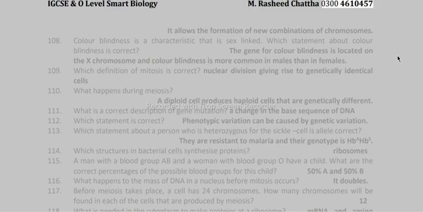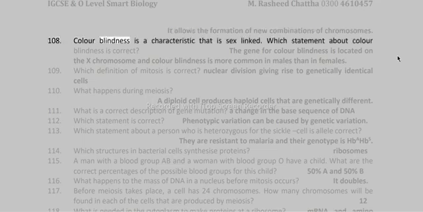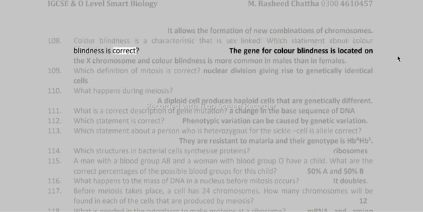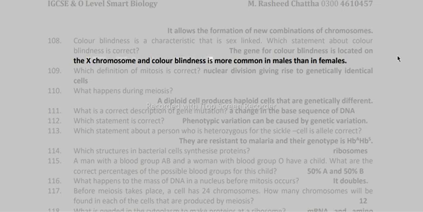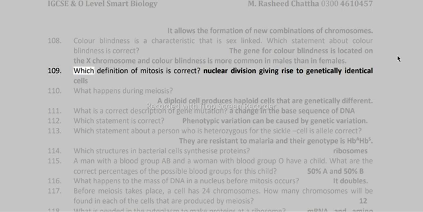It allows the formation of new combinations of chromosomes. 108. Color blindness is a characteristic that is sex-linked. Which statement about color blindness is correct? The gene for color blindness is located on the X chromosome and color blindness is more common in males than in females. 109. Which definition of mitosis is correct?